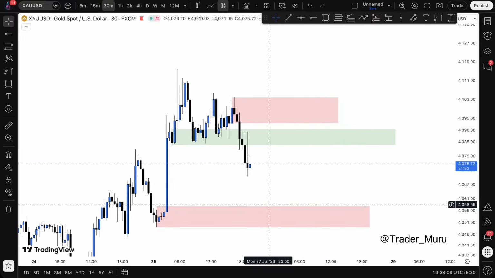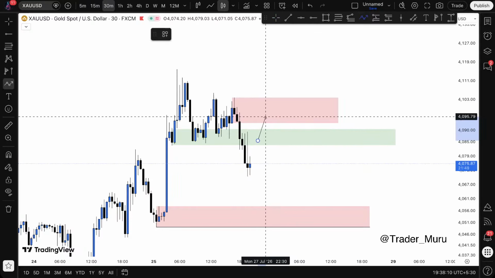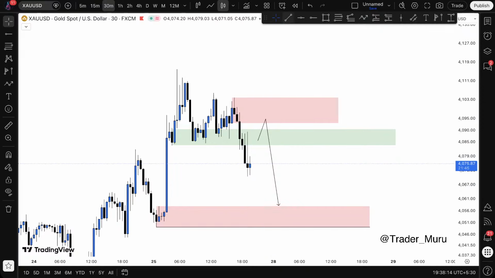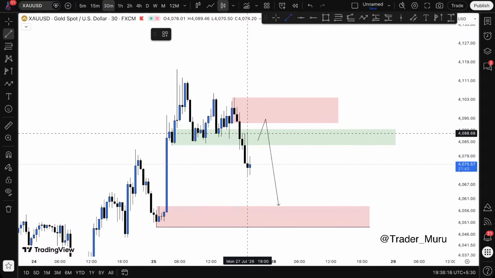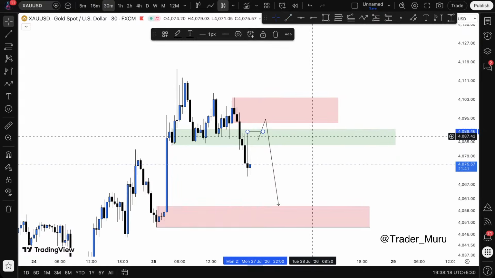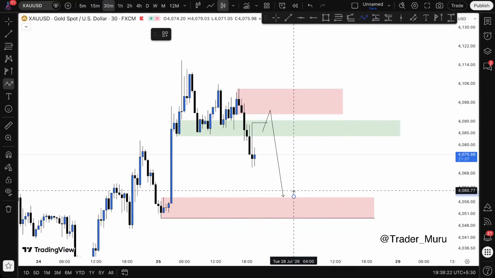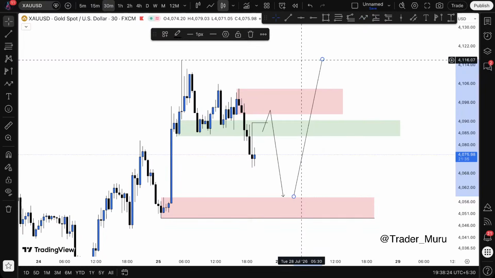But I will buy from here. This will be the short setup. If you get it before this area, and from here, back up.